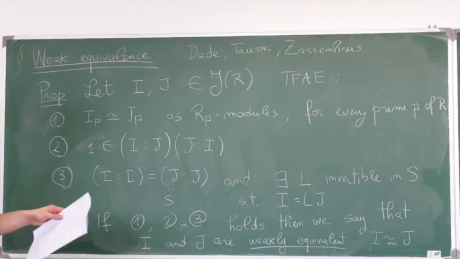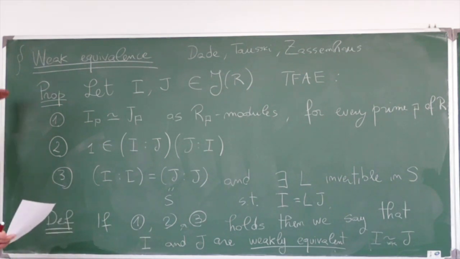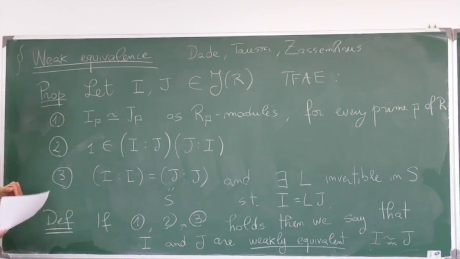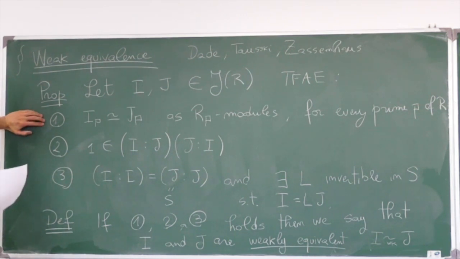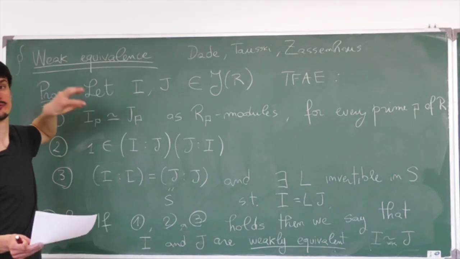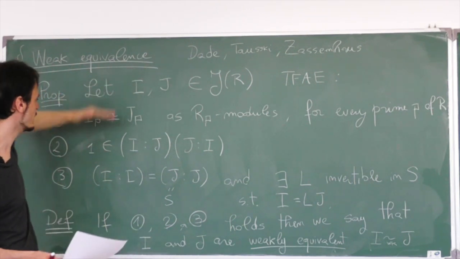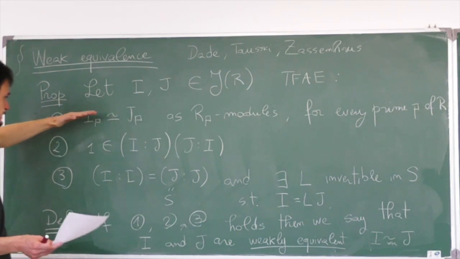All right, and before we prove this statement, let me say a few things. Conditions 1, 2 and 3 are all particularly interesting for what we're going to do, because they give different perspectives on the notion of weak equivalence. One tells us that this is a notion of local nature. These two ideals don't need to be isomorphic globally, but they are so for every prime. It might happen that there is no isomorphism between I and J, but locally there is always an isomorphism.